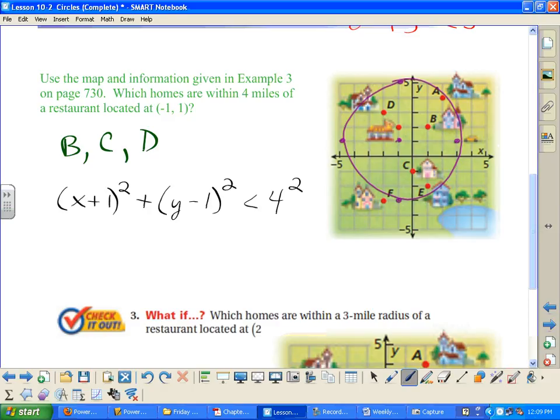So let's try E, point E with that. Point E is at (1, -2). So I'm going to put 1 in for x and -2 in for y, and see if this produces a true statement. So I wrote the inequality using the center and the radius. Picked a point I'm not sure about, and I'm testing it. So we get 2 squared is what?